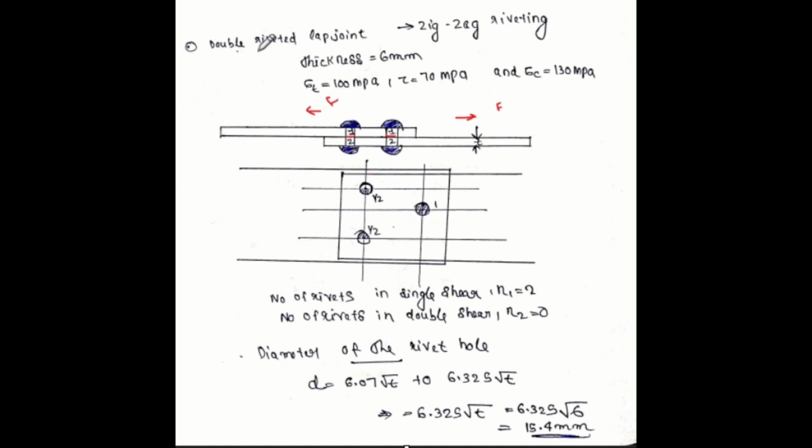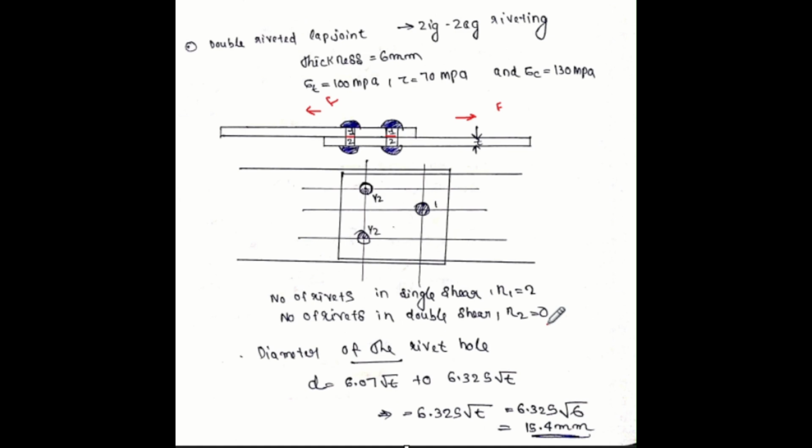We know it is single shear due to the double rivet. Just like I explained, single shear is happening right here, and there are two rivets, basically two sets, where single shear happens. So N1, the number of rivets in single shear, is two. But there is no double shear here, right? For double shear to occur, there should be one more plate. So there is no double shear, and obviously N2 equals 0.